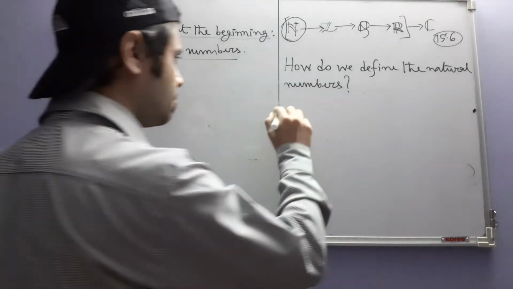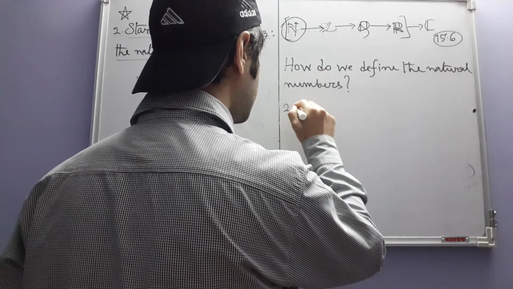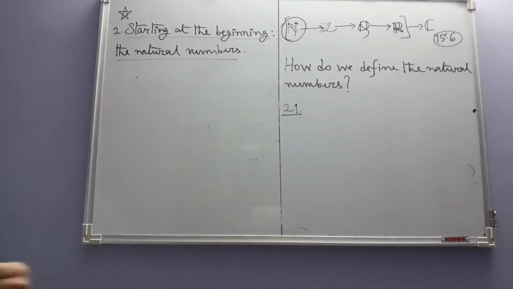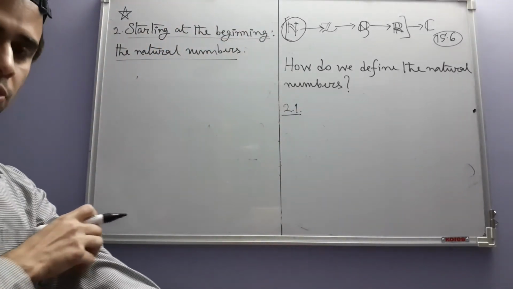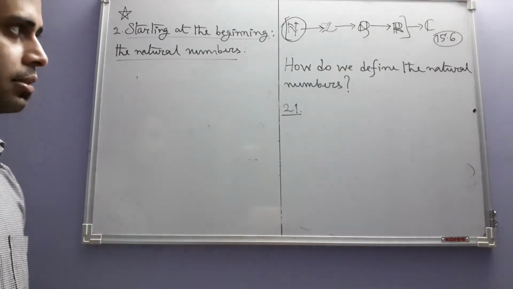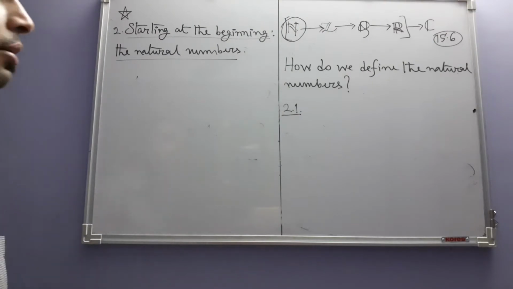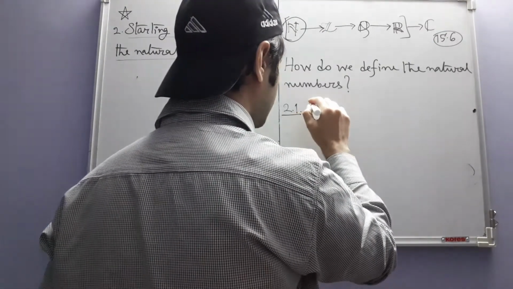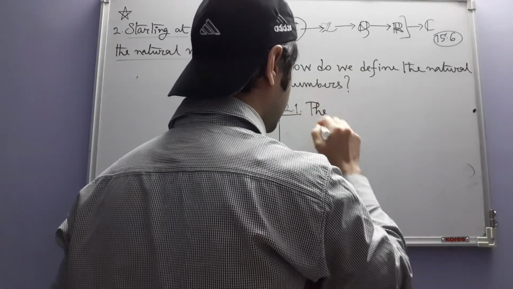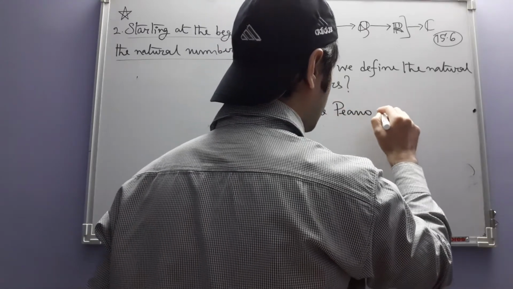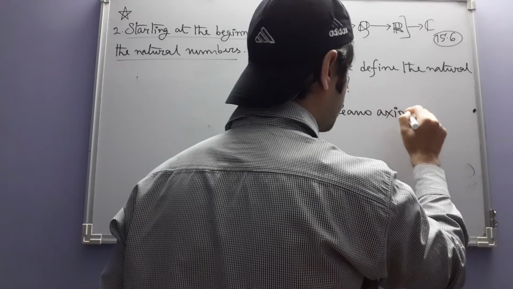So this is section 2.1. Okay. Now one more thing that I have to say at this point. Okay, let me just first of all start, and then I will say the name is the Peano axioms.